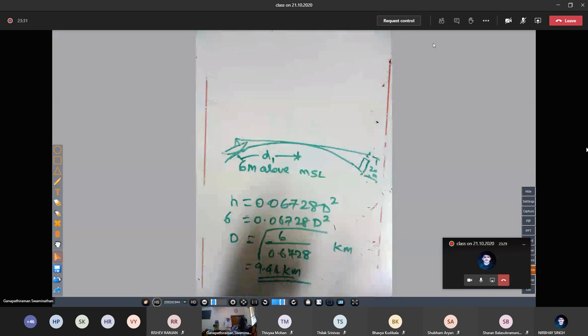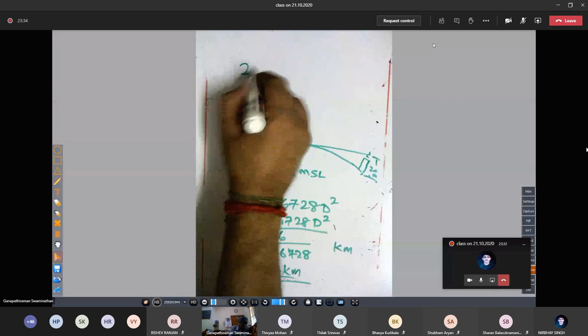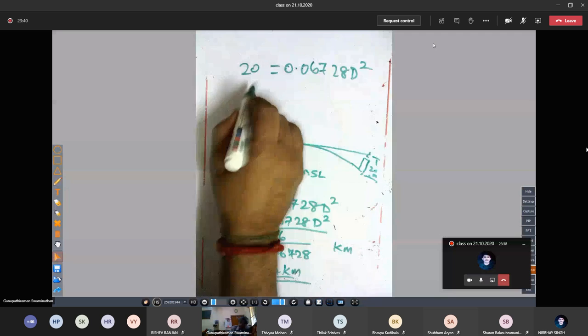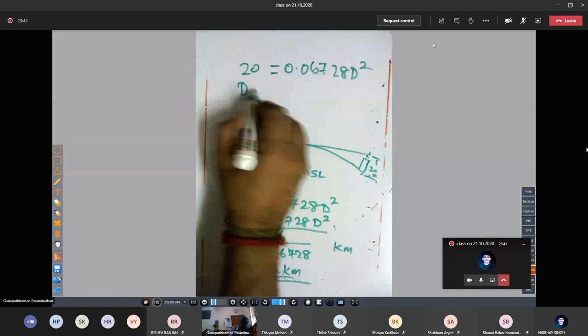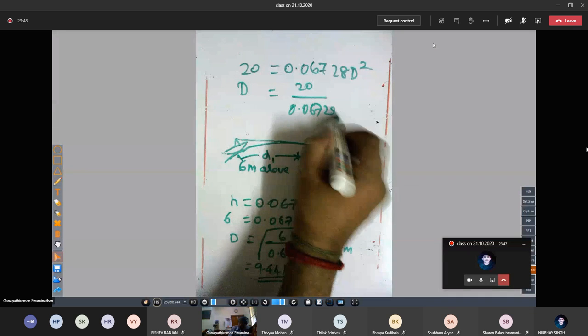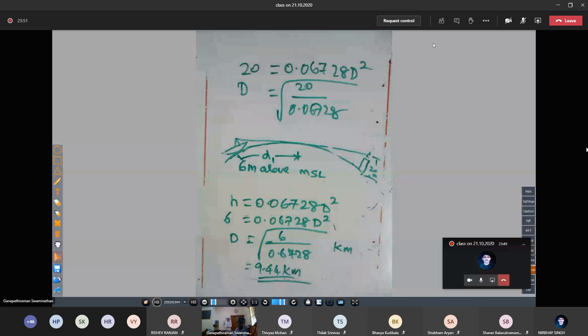Now this is 20, so the same 20 is equal to 0.06728 d square. So d is equal to the square root of 20 by 0.06728. How much is that? Here also d is in kilometer, but that 6 is in meter now.